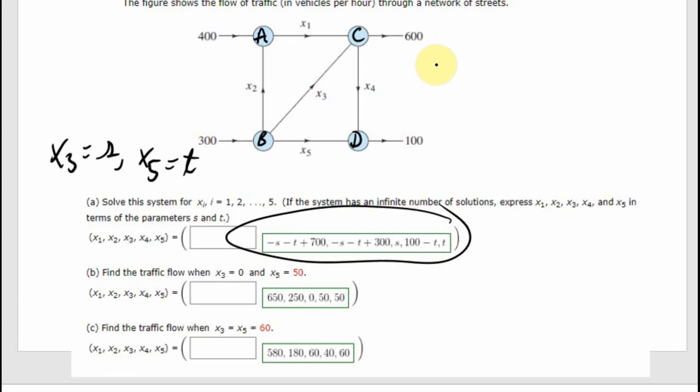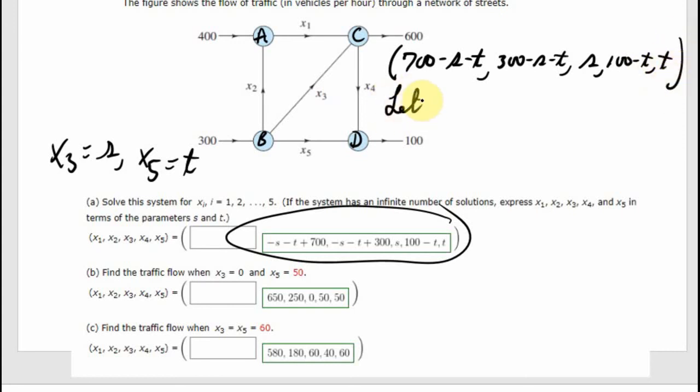So starting back with what we had: 700 minus s minus t, comma, 300 minus s minus t, comma, s, comma, 100 minus t, and then t.